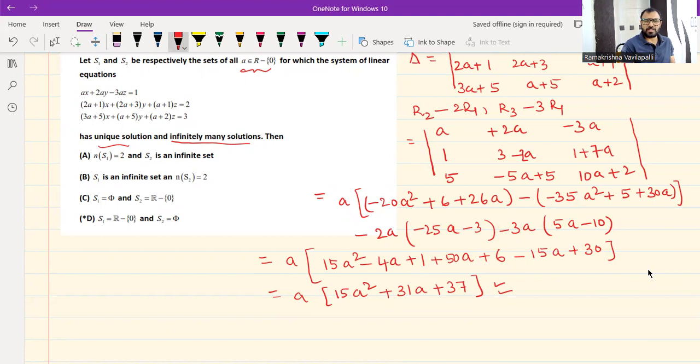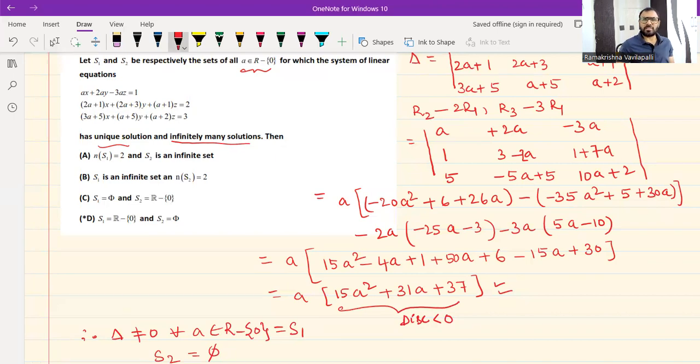Now, for a unique solution, you see this is a quadratic. This quadratic has no real solutions because its discriminant is negative. And here it is given that A is not equal to 0. Therefore delta is not equal to 0 for all A belonging to R minus the set 0. So the system will always have a unique solution. So this is the set S1, whereas S2 is an empty set, because the system will always have a unique solution for the given values of A.